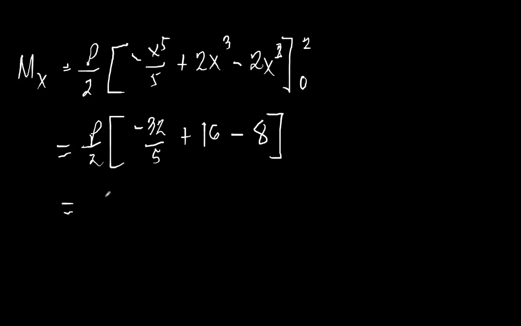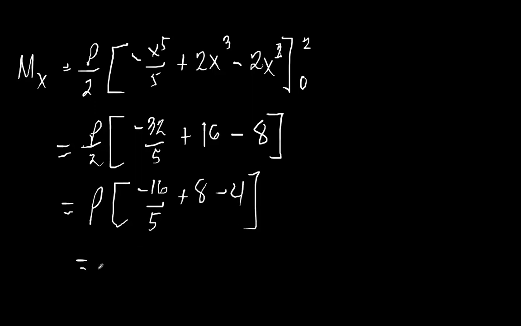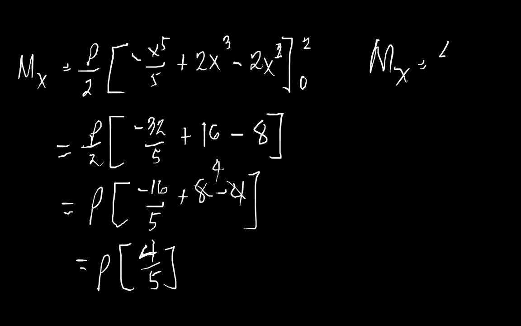Okay. And to make it simpler, I can distribute the denominator so I can make the expression simple. So plus 8 minus 4, right? So this becomes rho. This is 4. So negative 16 plus 20, that's 4 over 5. So M sub x is equal to 4 rho over 5, if I'm not mistaken.